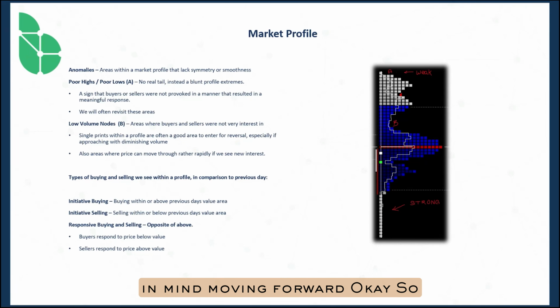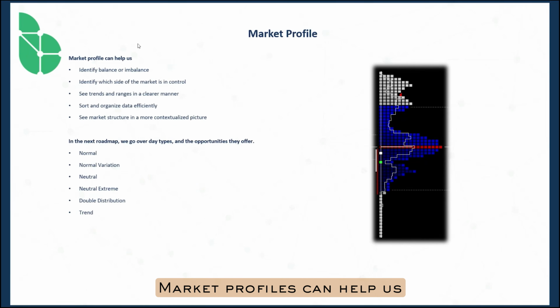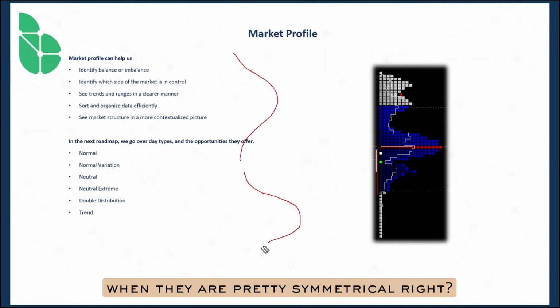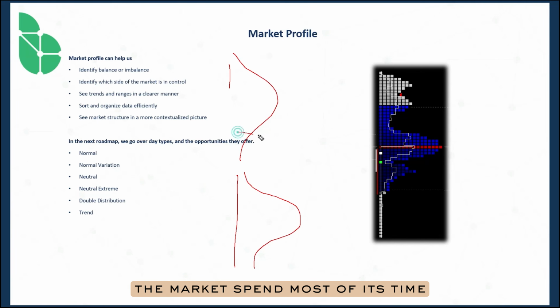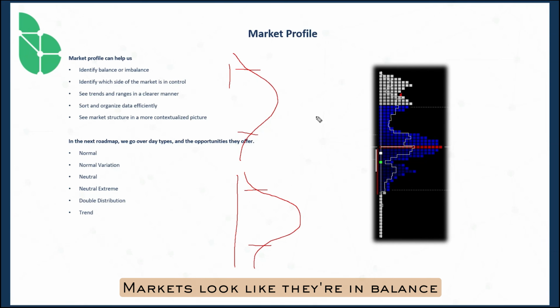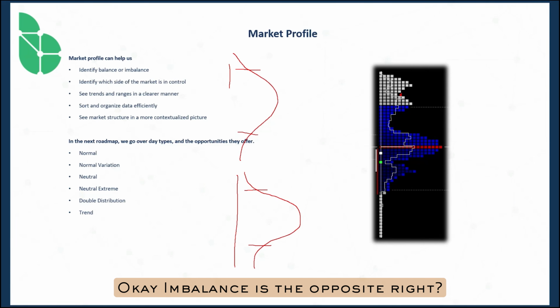Okay, so just closing up, all right, market profiles can help us identify balance or imbalance. So again, very simply put, balance profile. We see that profiles look more balanced when they are pretty symmetrical, right? So sometimes we'll see a very wide initial balance or a very small initial balance, but we'll see that the market spends most of its time within a pretty evenly distributed value area. All right, markets look like they're in balance, not imbalance, okay?